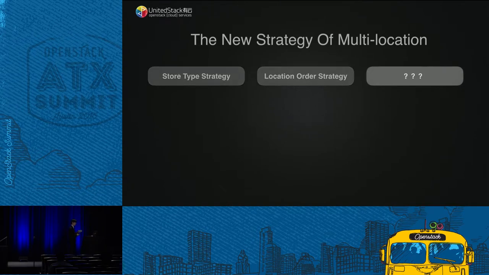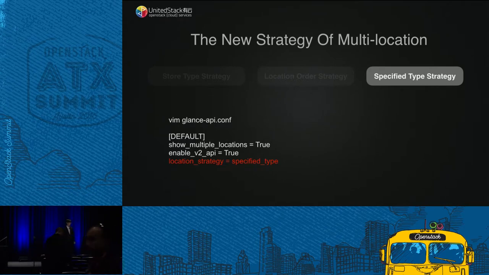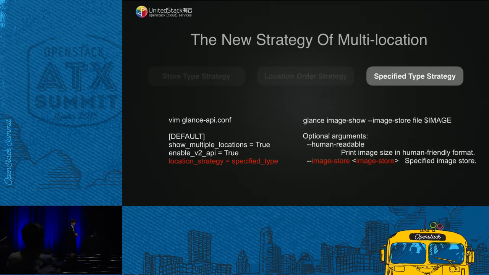In fact, these two strategies are pre-configured, and users are not able to choose the locations dynamically. So we use the first strategy, which is already implemented in our environment, and we call it the specific type strategy. To enable the strategy, we just need to edit the Glance configuration file to use the specified types for the location strategy. And then you can get the right locations when you pass in the image store parameter to the Glance service, just like this.